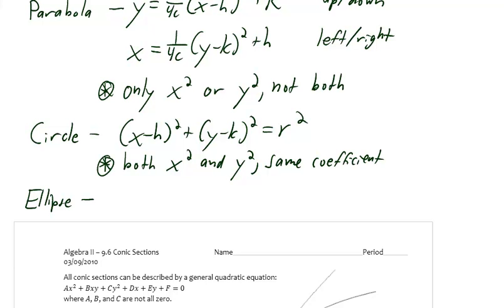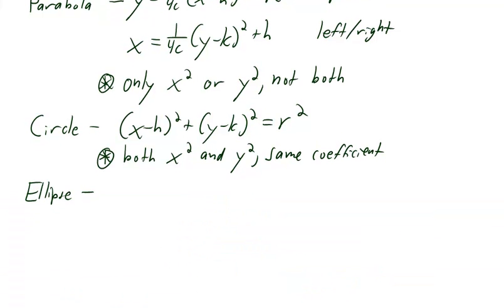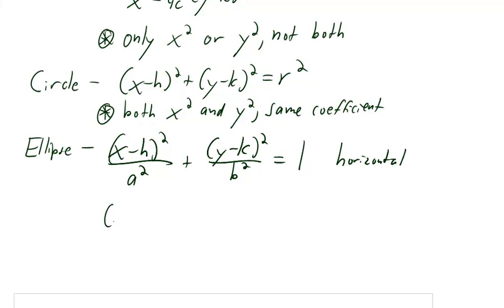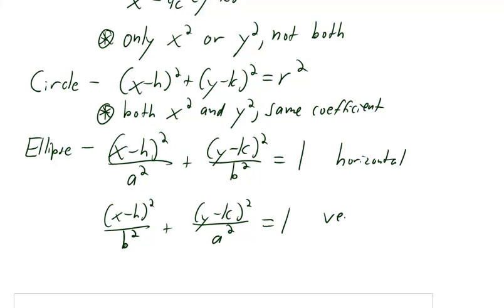Our standard form for the equation of an ellipse was (x minus h) squared over a squared plus (y minus k) squared over b squared is equal to 1. This was for a horizontal ellipse. We also have (x minus h) squared over b squared plus (y minus k) squared over a squared is equal to 1, switching the a and the b. And that was for vertical.